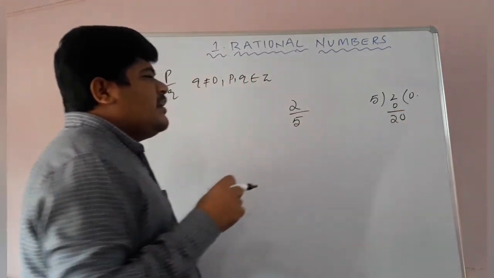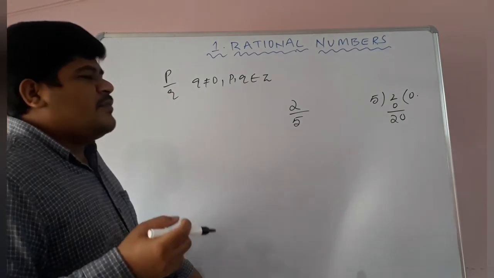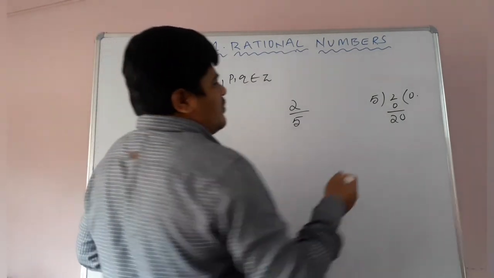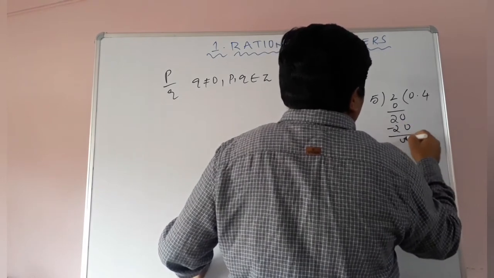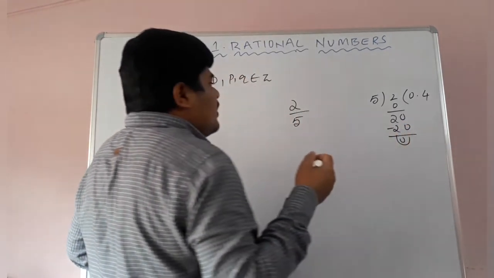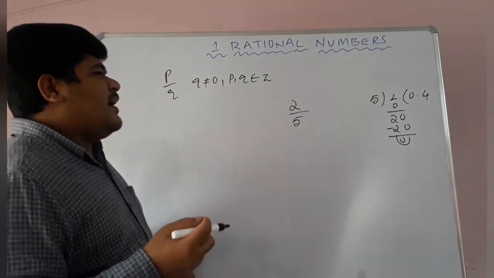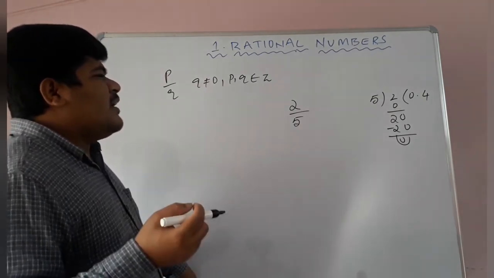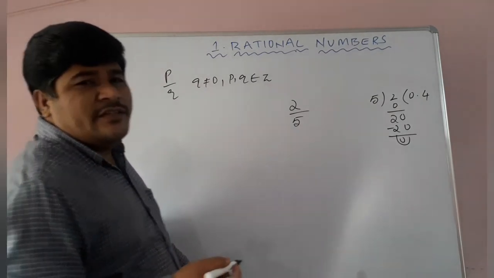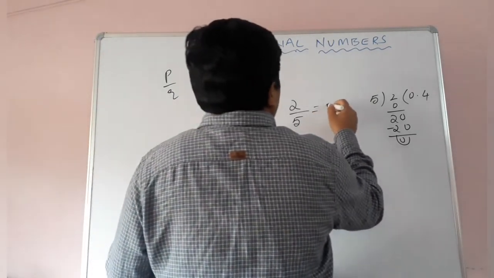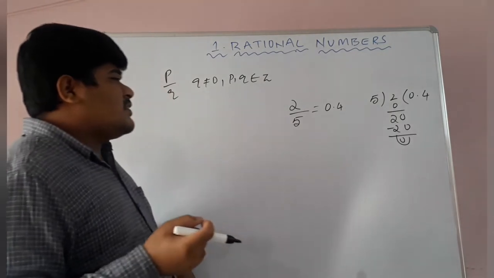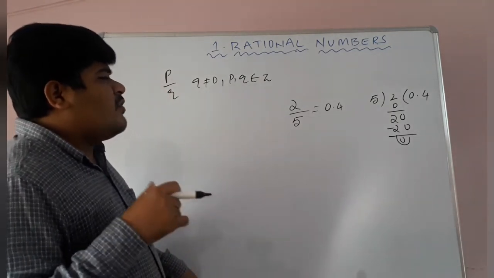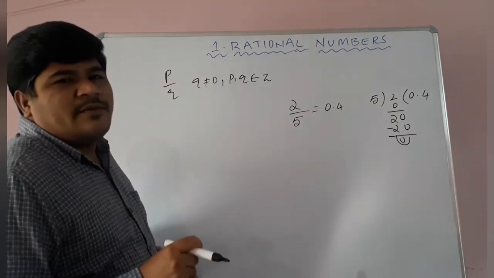Now children, in the 5 table when 20 comes, 5 4s are 20, right? So what is the remainder here? 0. So children, the decimal expansion of 2 by 5 is 0.4. In this way we can convert rational numbers from fractional form to decimal form.